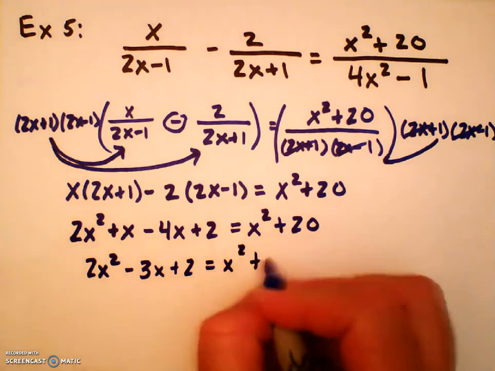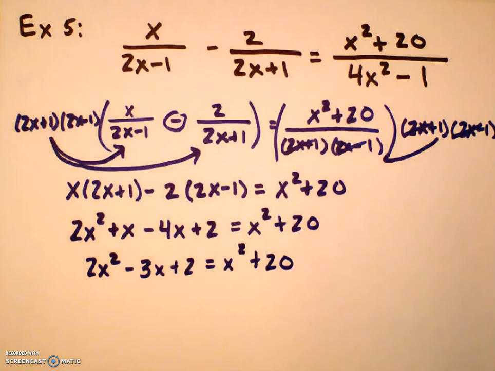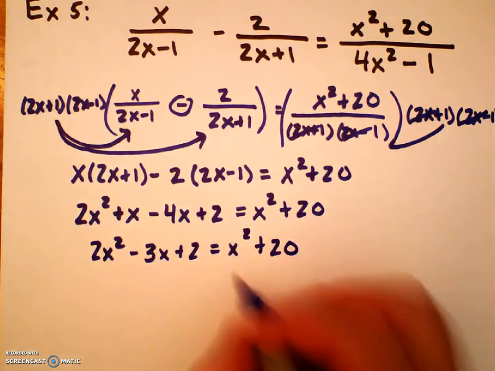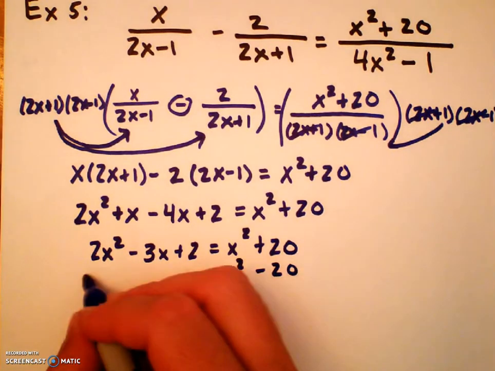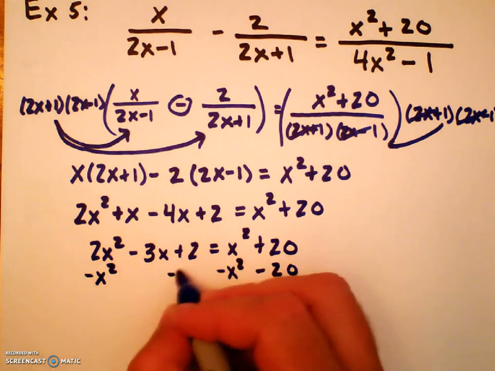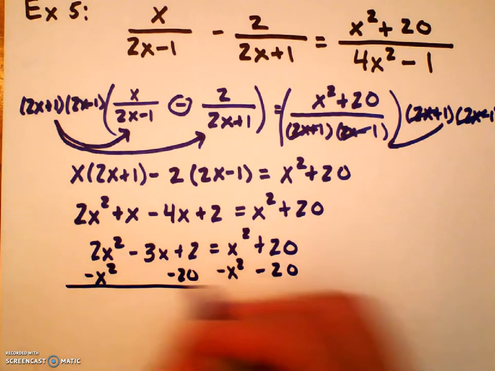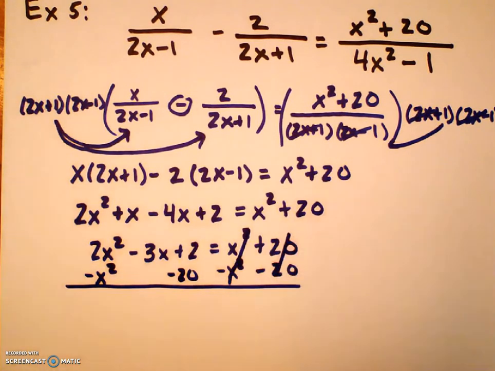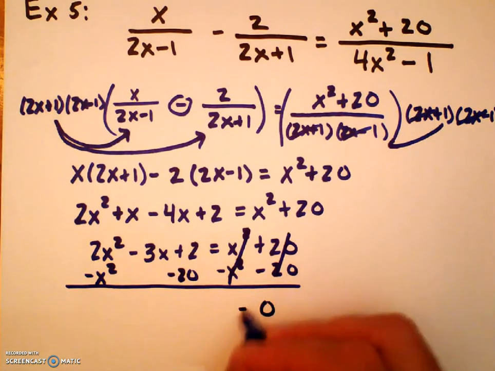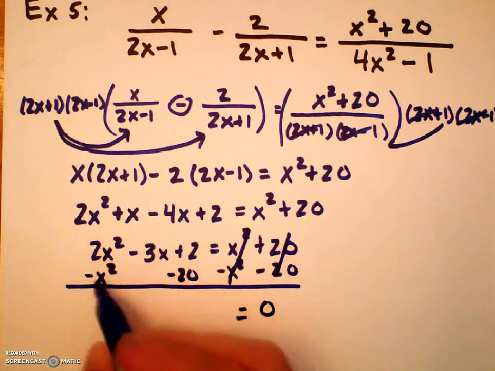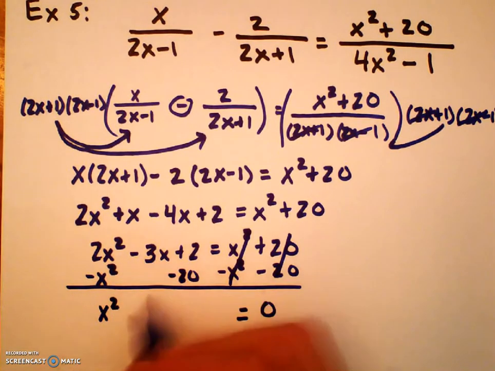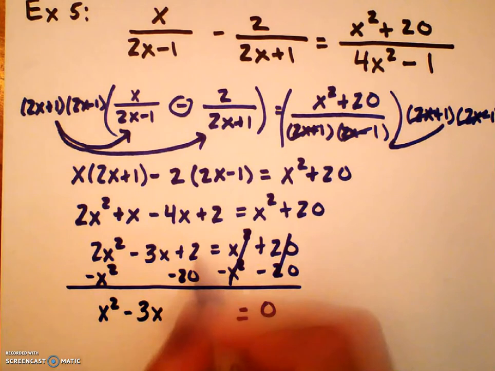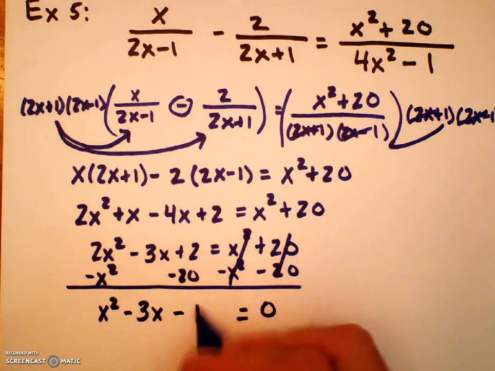And then what I'm going to do now, since this is a quadratic, is get this set equal to 0. So I'm going to move the x squared over and the 20 over. I'll subtract those to both sides. When I do that, these will cancel, which leaves me with 0. 2x squared minus 1x squared is 1x squared. The negative 3x drops. 2 minus 20 is a negative 18.